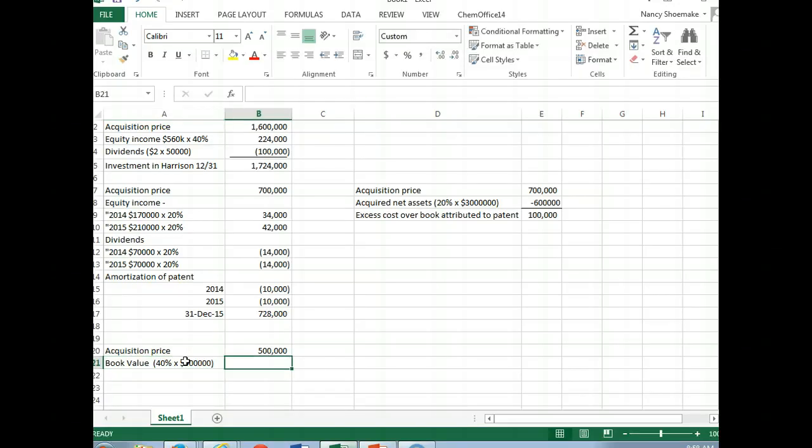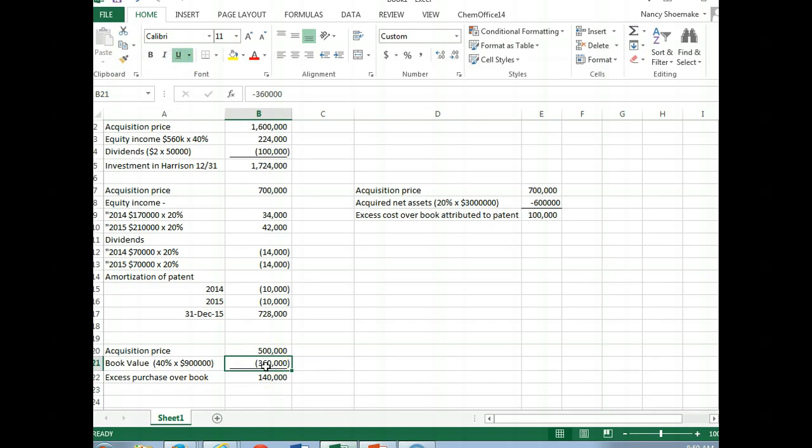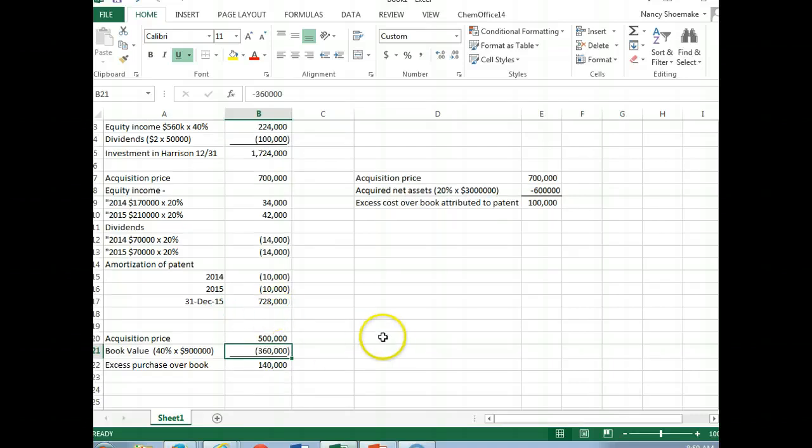Which should be 360,000. So excess of purchase over book is $140,000, isn't it? Yes. So you know how we're coming up with that. Now, it tells us that we know a building was undervalued.